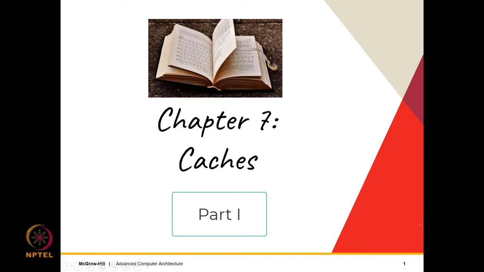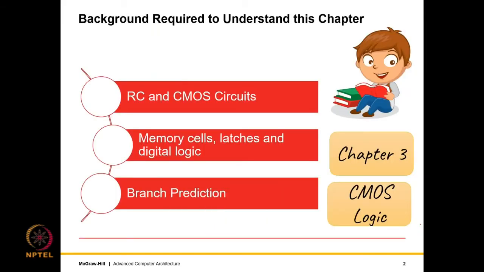Welcome to the chapter on caches. The design of caches and the memory system is by far one of the most important parts of a modern computer system, and hence we will discuss this fairly long chapter over a series of several lectures. So first, the necessary background.